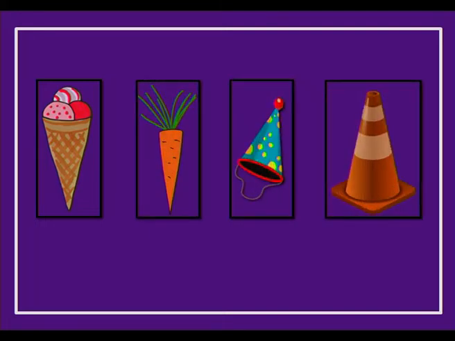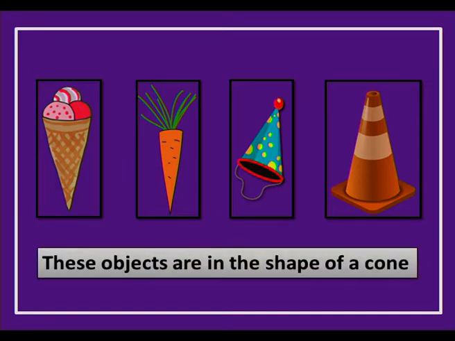Let us see the objects shown on your screen children. Yes, the first one is an ice cream, the second one a carrot, third one a birthday cap, whereas the fourth one you might have seen when you are passing on roads, right children? Mostly the traffic police, they use this. Now what is the shape of all these objects children? That's right, these objects are in the shape of a cone. Now children, we will learn more about cone.